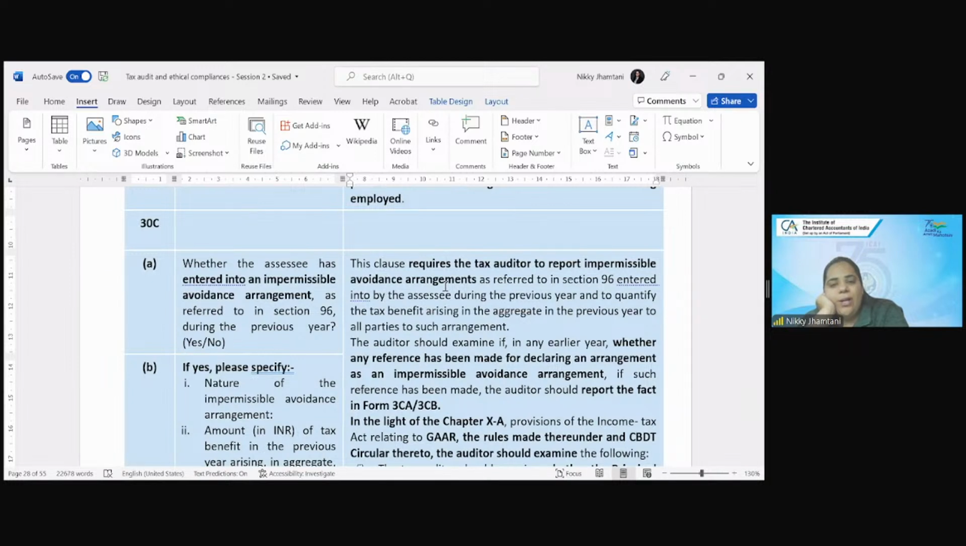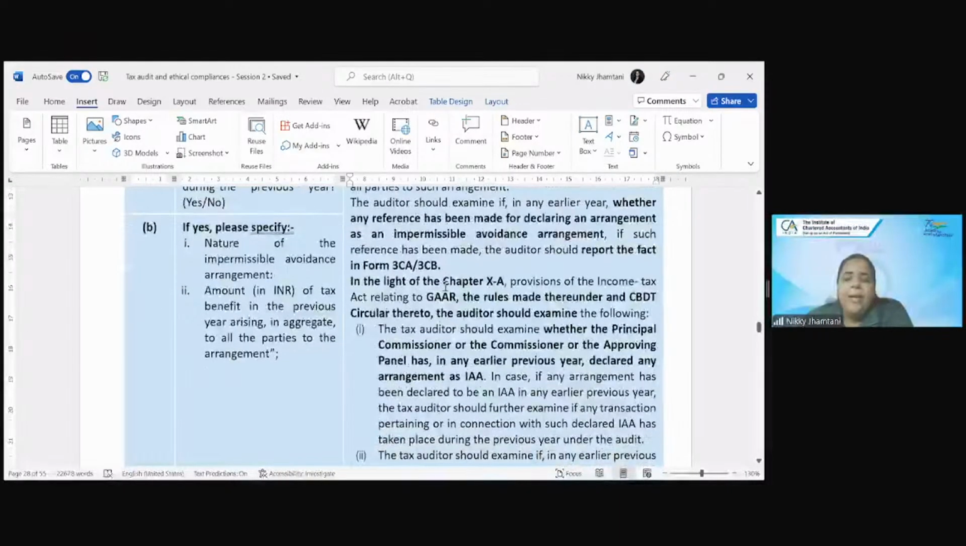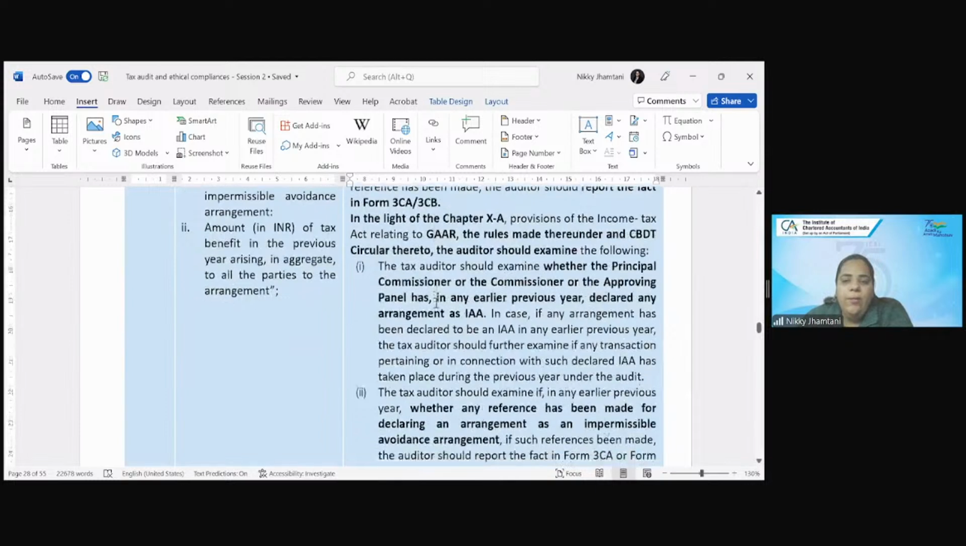The auditor should examine if in any earlier year whether any reference has been made for declaring an arrangement as an IAA. If such reference has been made, the auditor should report the fact in 3CA or 3CB. In light of Chapter 10A, provisions of the Income Tax Act relating to GAAR, the rules made thereunder and CBDT circular thereto, the auditor should examine the following.